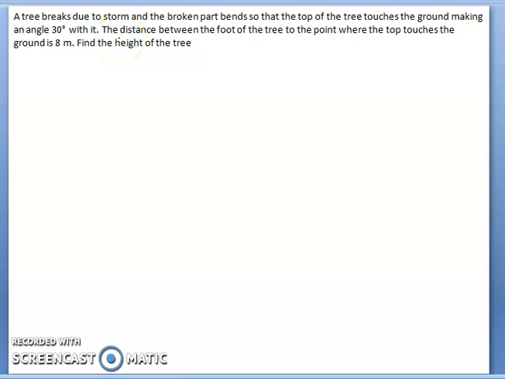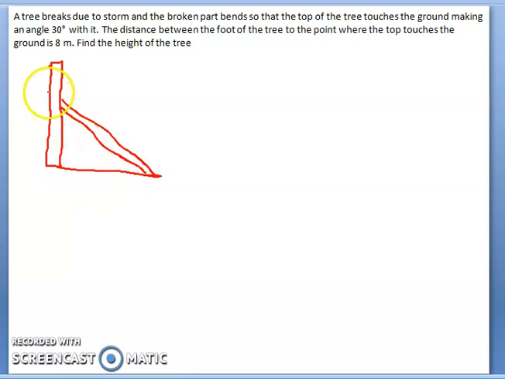Now moving to the next question. A tree breaks due to a storm and the broken part bends so that the top of the tree touches the ground. Suppose this was the tree initially, and it broke, and this broken part is now touching the ground like this. This is horizontal. If this is x, then this is also x, right? And it is making an angle of 30 degrees.